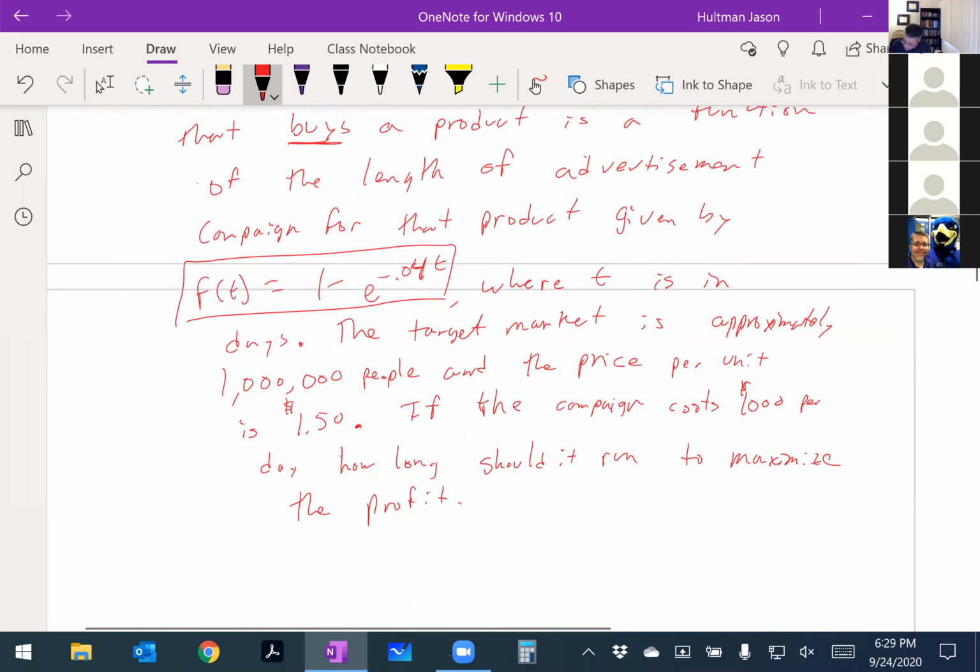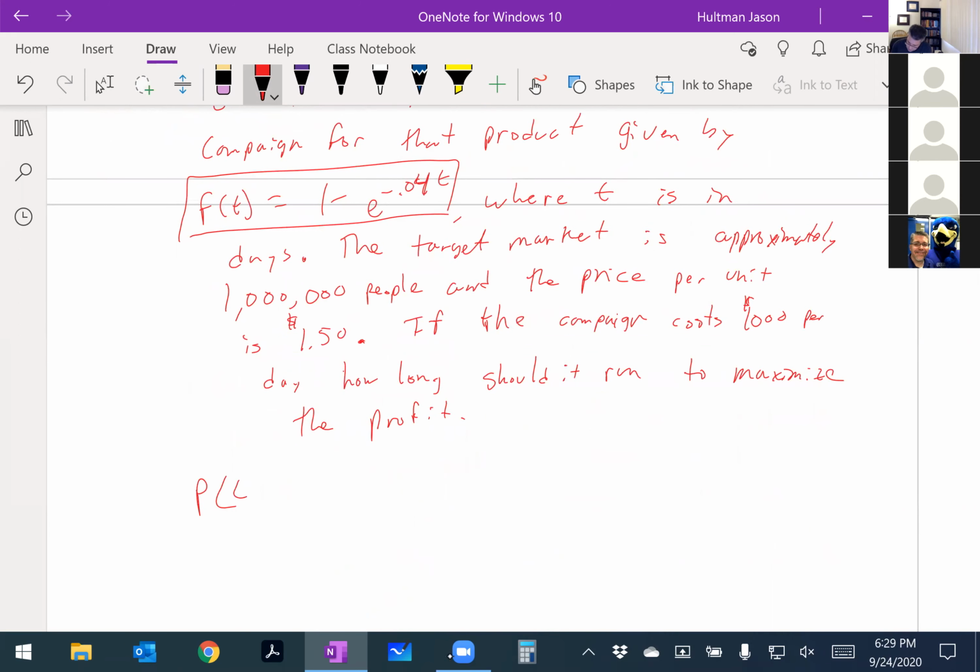So let's build our profit function. P of t is equal to R of t minus C of t, right? The cost of this is going to be $1,000 per day. That's the cost of running this, so that's 1,000 t. That's the cost function. But what's the revenue going to be? Well, the revenue depends on what percentage of people buy. So what's the percentage of people that are going to buy this?